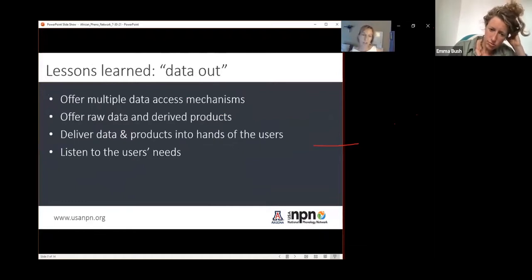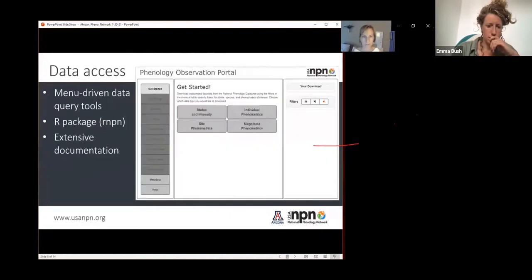Then on the data outside of things, we have learned that we need to make sure that the data are accessible through a number of different mechanisms, that it's valuable to offer both those raw data as well as more derived products, to deliver those products straight into the hands of the users, and then continually listen to those users' needs to help shape new and additional products.